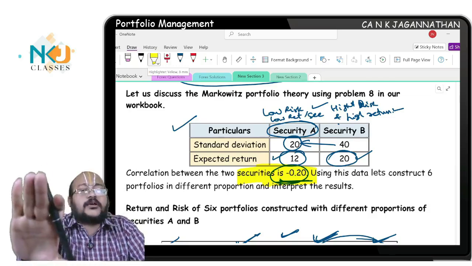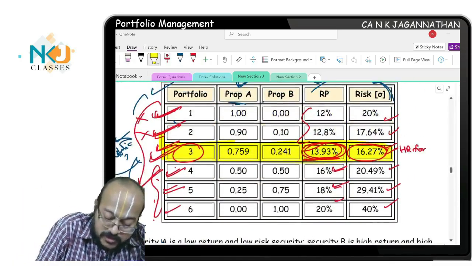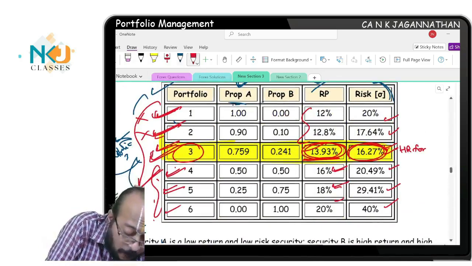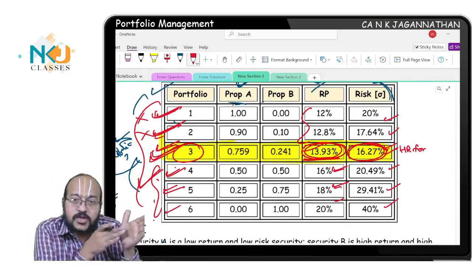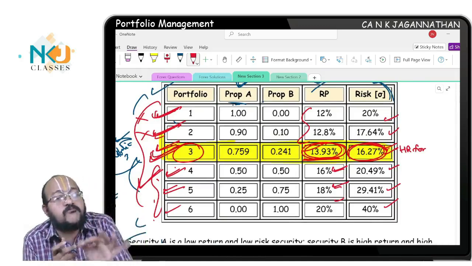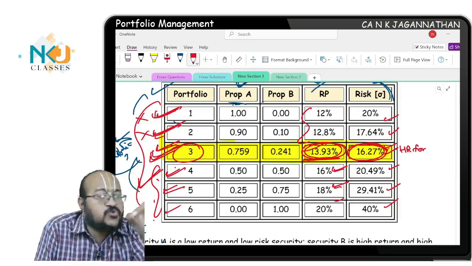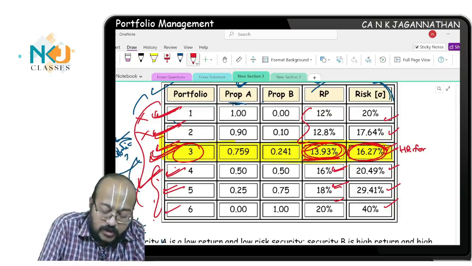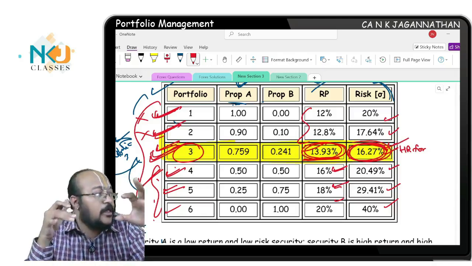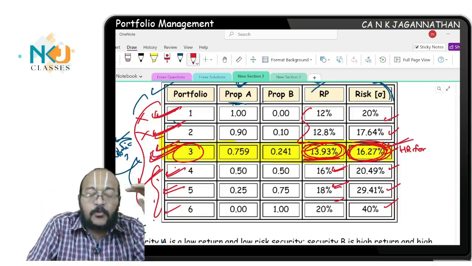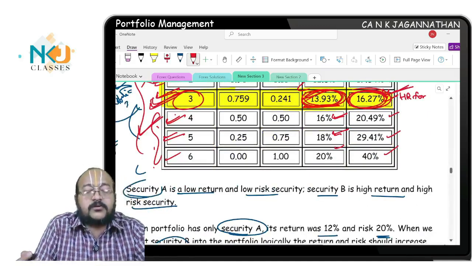For this given level of correlation, what is the maximum risk I can reduce? 16.27. This is the optimum portfolio for the given level of correlation. This is what we saw as the zero variance portfolio, and this is the minimum variance portfolio. Are you understanding the difference between these two names? For the -0.2 correlation between these two securities, the maximum risk reduction, or the minimum standard deviation, you can bring down to is 16.27%. Below this you cannot reduce. For this 16.27, what is my optimum return? 13.93.